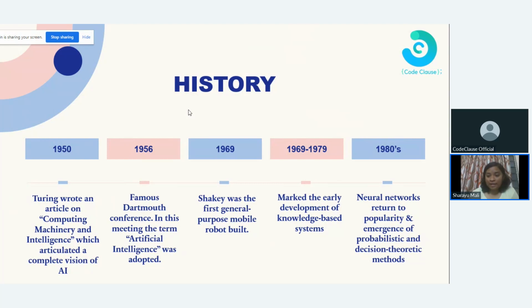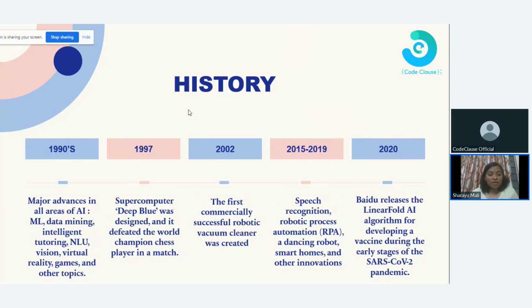In the 1980s, neural networks gained popularity, and it also saw the emergence of probabilistic and decision theoretic methods. In the 1990s, we saw major advances in various areas of AI like machine learning, data mining, intelligent tutoring, natural language understanding, vision, and other topics. In 1997, the famous supercomputer Deep Blue was designed, which defeated the world champion chess player Gary Kasparov. He was a grandmaster in chess, and he was defeated by this Deep Blue supercomputer.